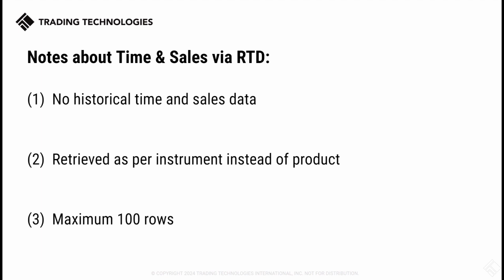Before we start looking at the steps of building a time and sales spreadsheet, there are some notes worth mentioning. First of all, the TT RTD server begins retrieving trade data only when the first trade occurs after the formula initializes. Historical time and sales data is available on the front end's time and sales widget, but not through RTD. Time and sales data are retrieved via RTD per instrument instead of per product as well. So we would need to build a time and sales table for each instrument. Then there is a maximum of 100 rows to return on RTD. Bear in mind that via RTD, it shows every partial fill as one trade, hence one row.